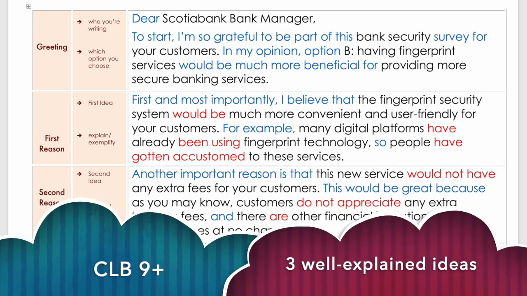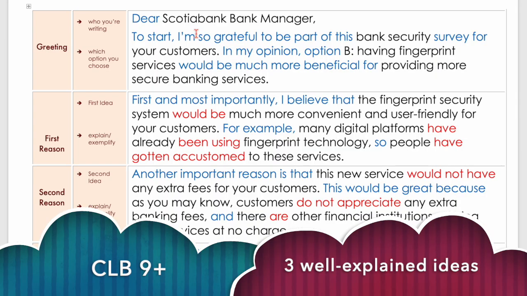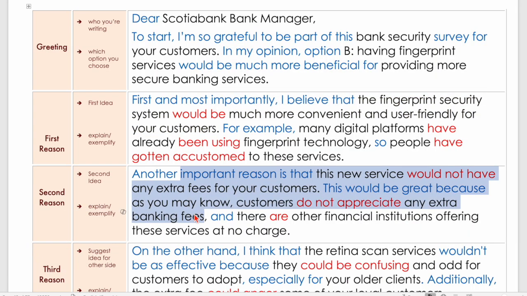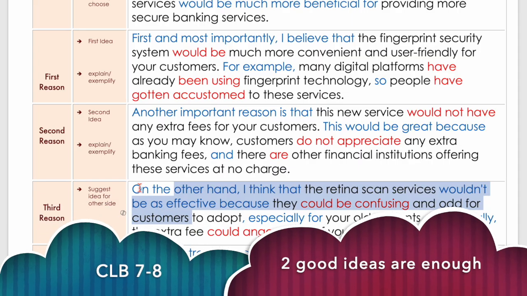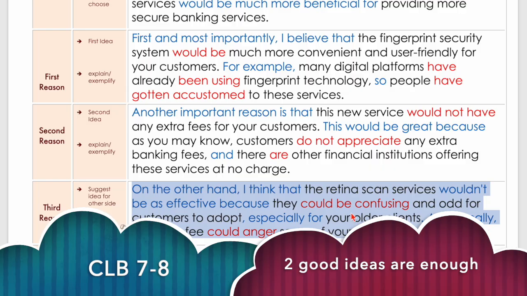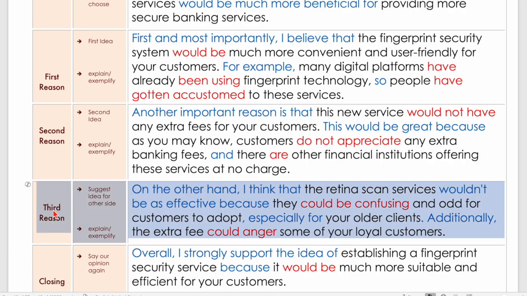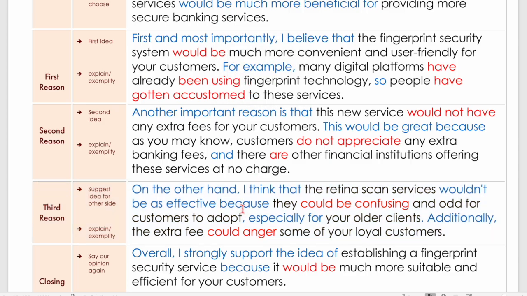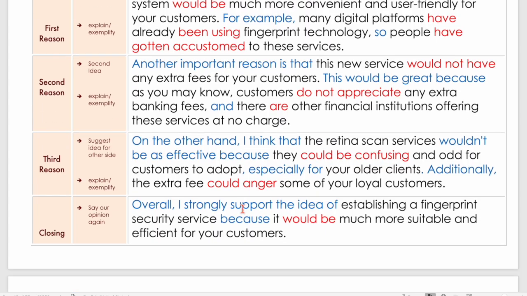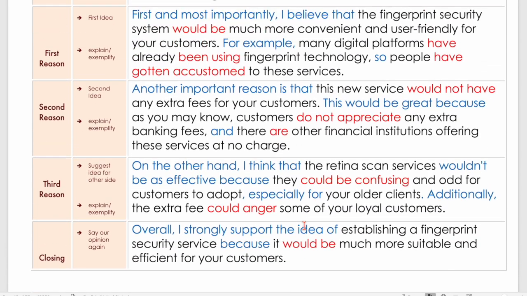Now, the second reason is because we've given 3 very strong ideas to explain our opinion, and that is always higher level. Now, level 7s to 8s, you don't need to give this idea here. 2 ideas would be great for 7 to 8. But 9 or higher, 3 ideas, 200 words, stronger.